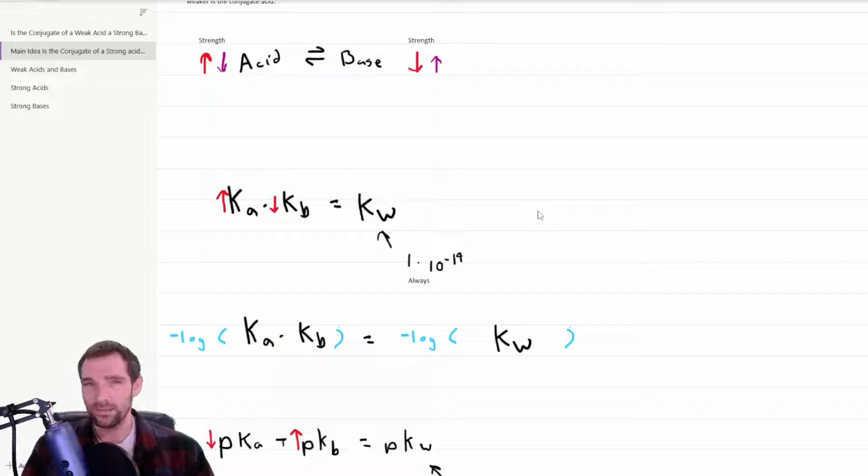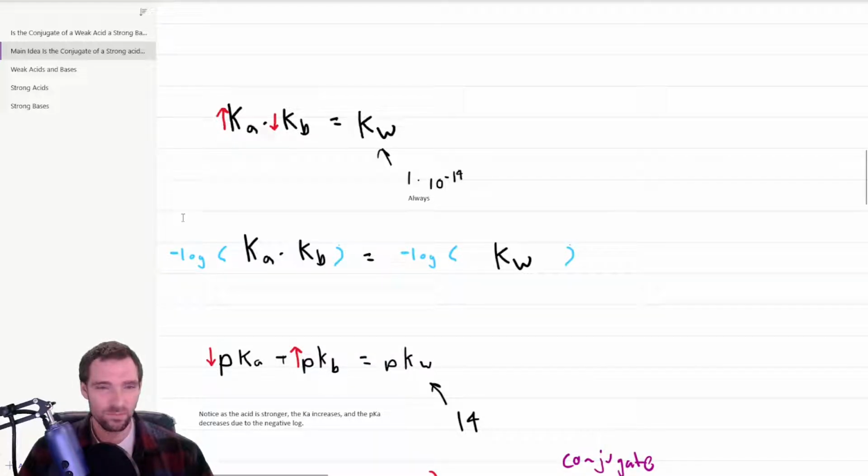They're probably still both weak acids and bases. 99% of the time that we're talking about this, we're talking about a weak acid and base. So when you're seeing Ka and Kb, that's indicating that you're working with weak acid base pairs, where one is more strong and one's slightly more weak, but they would both be classified as weak acids and bases.